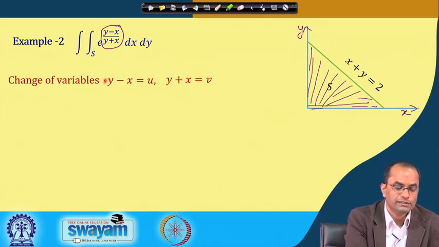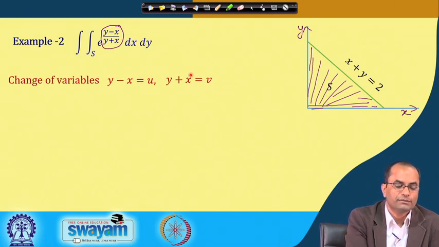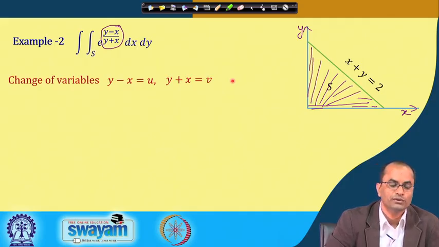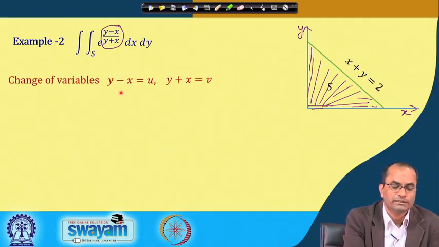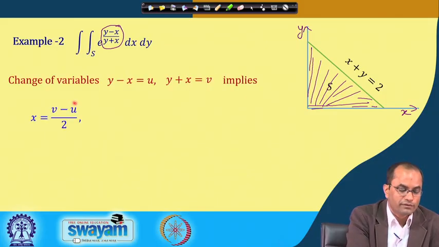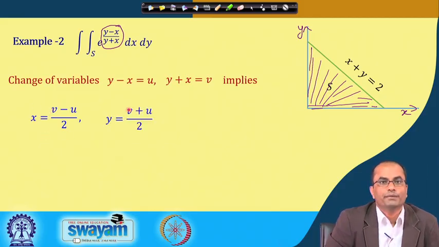and then out of these two we can compute also x and y in terms of u and v. For example, if we add, we will get 2y is equal to u plus v. So, meaning y is equal to (u plus v) by 2. Similarly, if we subtract this one from this one, we will get x is equal to (v minus u) by 2, so x and y will be (v minus u) by 2 and (v plus u) by 2.